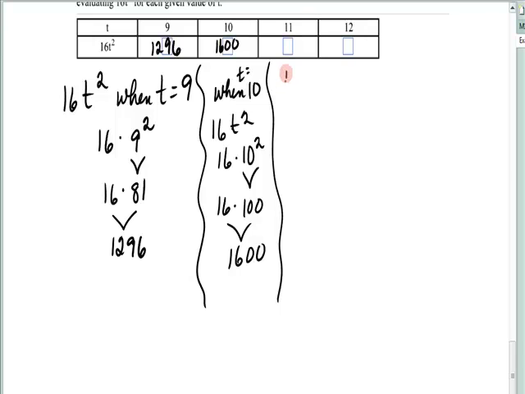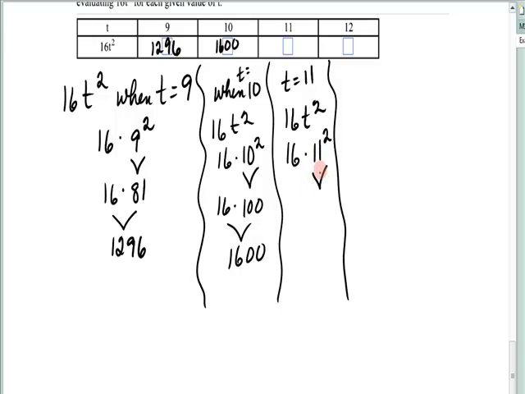All right, next one, let's let t be 11. So I have 16t squared. So the formula stays the same every time. So it's 16 times 11 squared. And do the exponents first. 11 squared is 121. So it is 16 times 121 using my calculator, and I get 1,936.